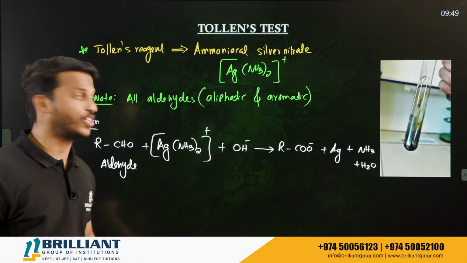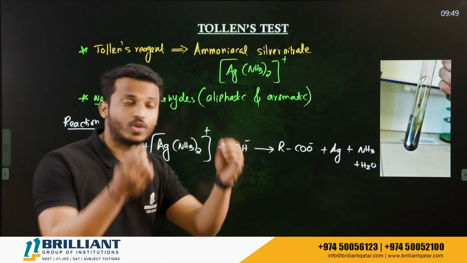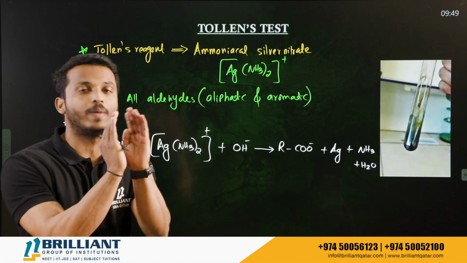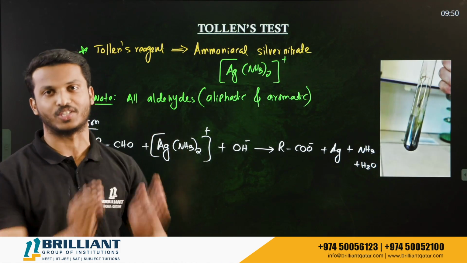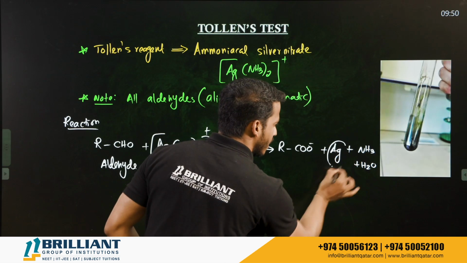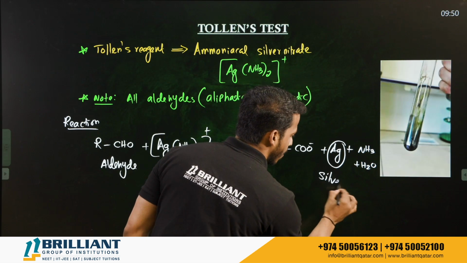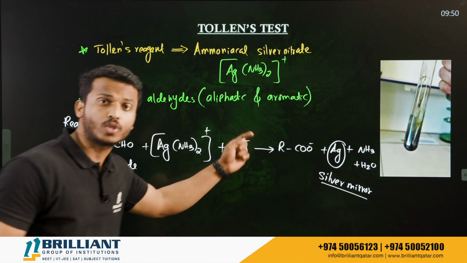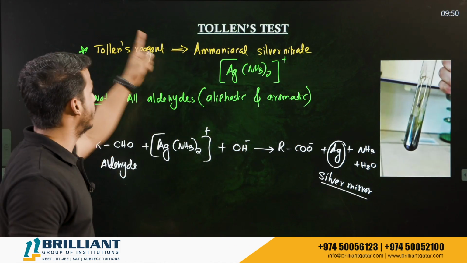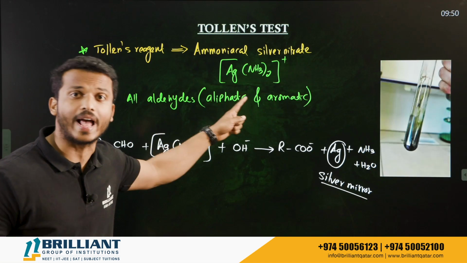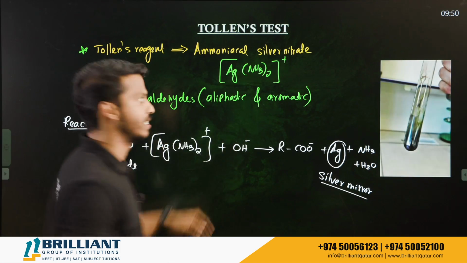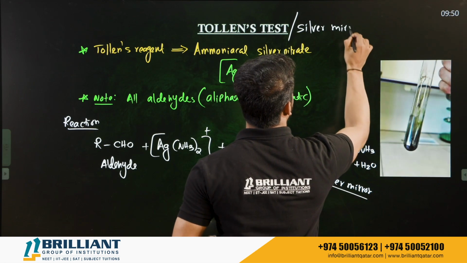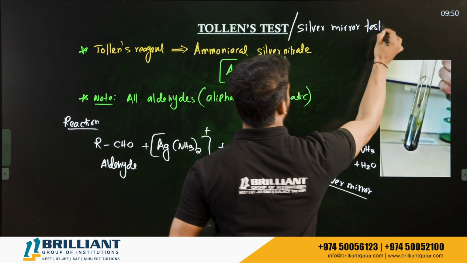And what is the observation? You are getting silver, dear student. At the bottom part of the test tube, the silver is depositing. So silver makes a coating on the bottom part of the test tube. So what is it called? This is called a silver mirror. There is a formation of a silver mirror. Because of the formation of the silver mirror, the Tollens test is also known as the silver mirror test. This test is also known as what? Silver mirror test.